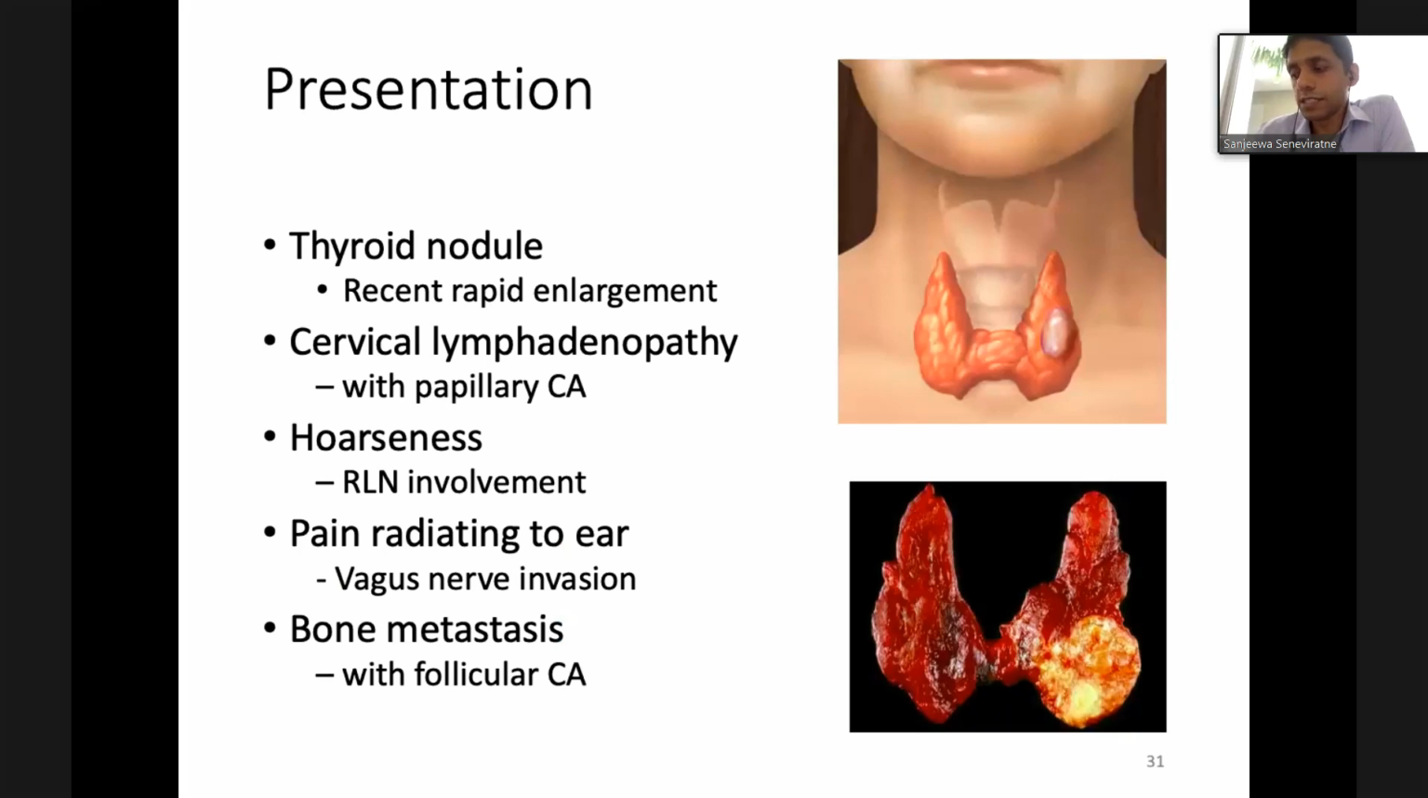Pain radiating to the ear is another rare presentation that is due to infiltration of the vagus nerve. So this happens only with an advanced malignancy. Sometimes they present with pathological fractures, for example, a spinal fracture or a long bone fracture, or a lump in the scalp or skull due to bone metastasis arising from follicular carcinomas of the thyroid. Those presentations are the commonest. More than 95% of the time what we see is a solitary nodule of the thyroid.